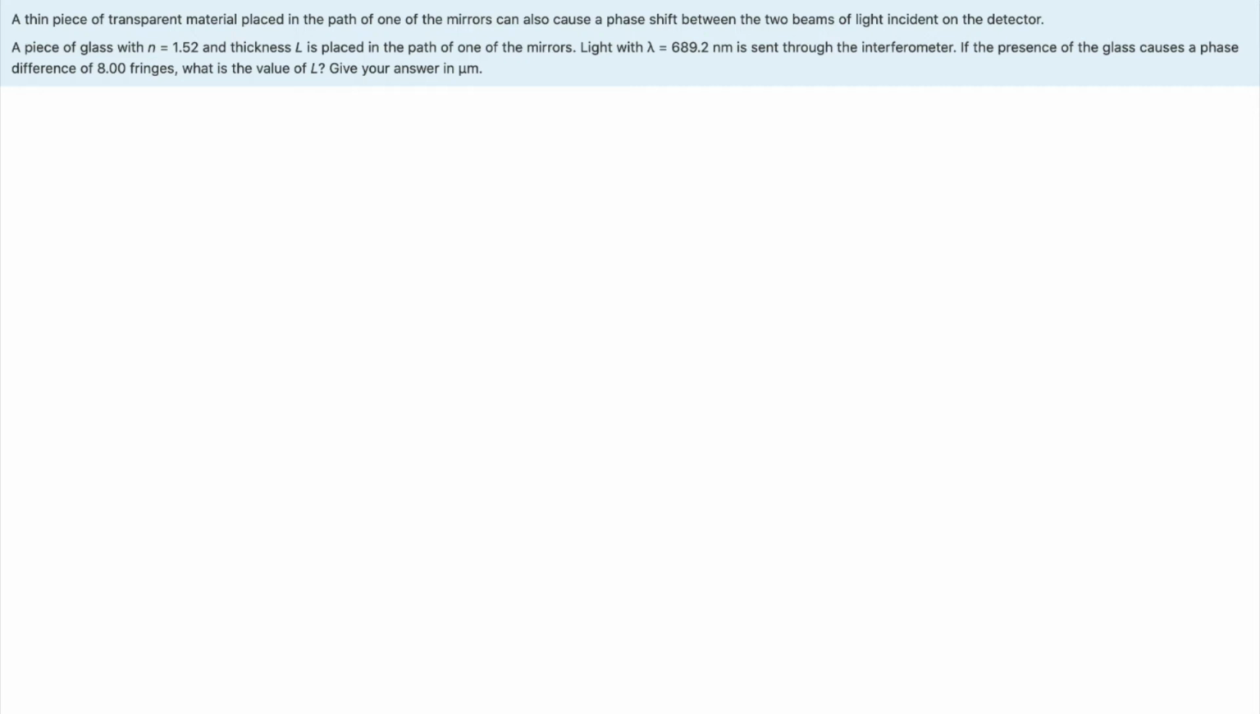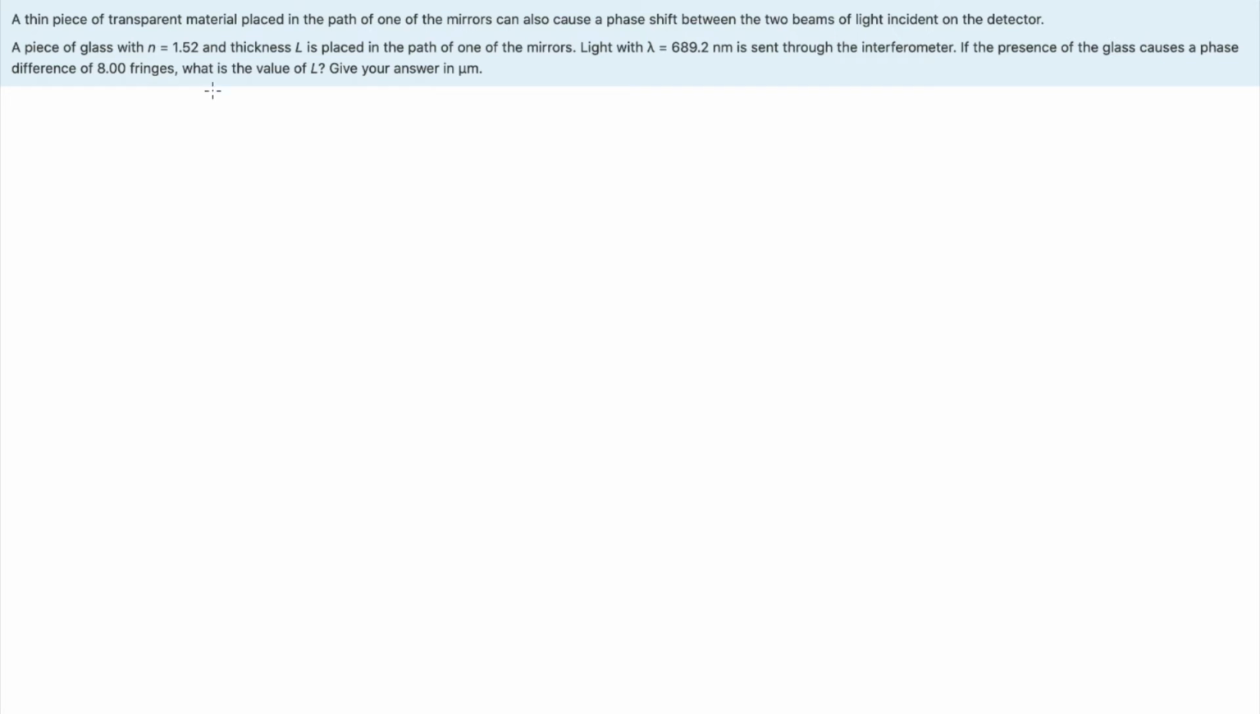Okay, so for this question, we have a thin piece of transparent material which is placed in the path of one of the mirrors, and it causes a phase shift between the two beams of light incident on the detector in the interferometer. We have a piece of glass with a refractive index of 1.52 and a thickness L that's placed in the path of one of the mirrors. It causes light with a wavelength of 689.2 nanometers to cause a phase difference of 8 fringes. What is the value of L?